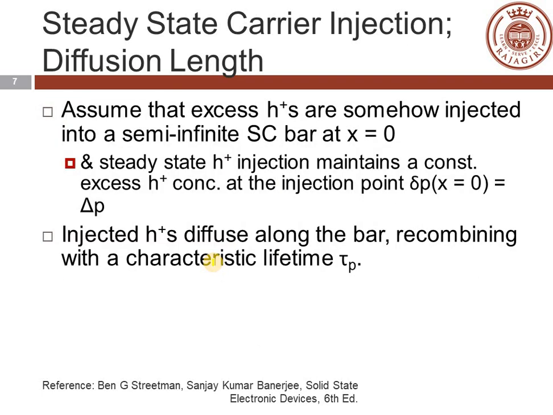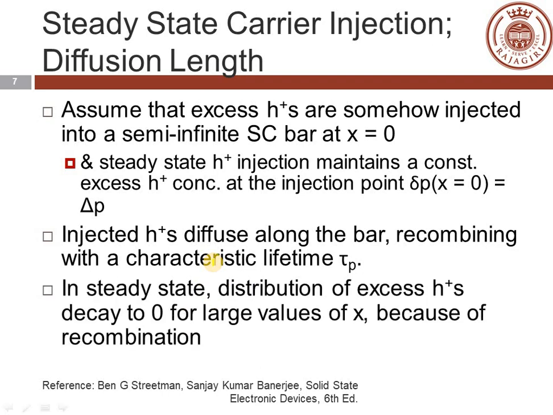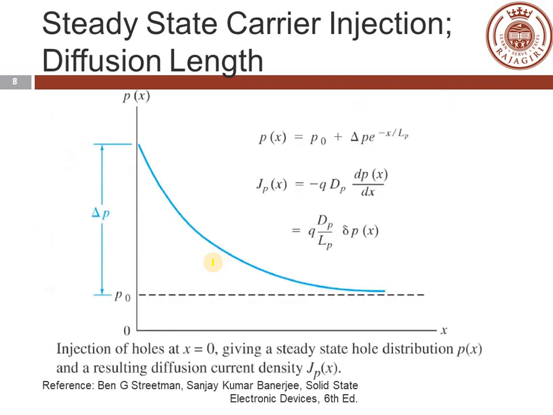So now we will see the steady state carrier injection in detail. Okay, consider this plot. Here in the x-axis we are having distance 0 to x, and in the y-axis we are having hole concentration, instantaneous hole concentration. So initially at thermal equilibrium that value will be P0.